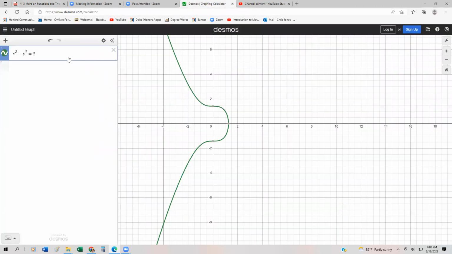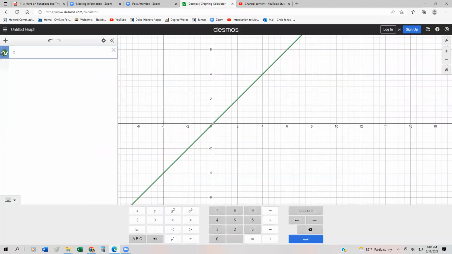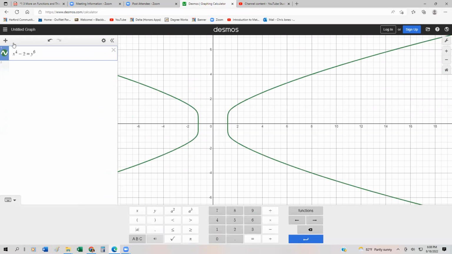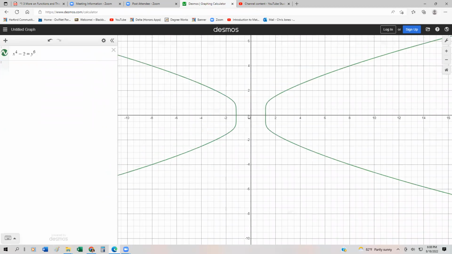Now we can graph this, and in fact we will. So we have x to the fourth minus 2 equals y to the 6th. And this is what we get out of this. If you pick any point here, reflecting about the y-axis, we have the same distance from here to here. It looks like it falls at 1. And then also about the x-axis, it looks like this point is equidistant vertically from the x-axis.